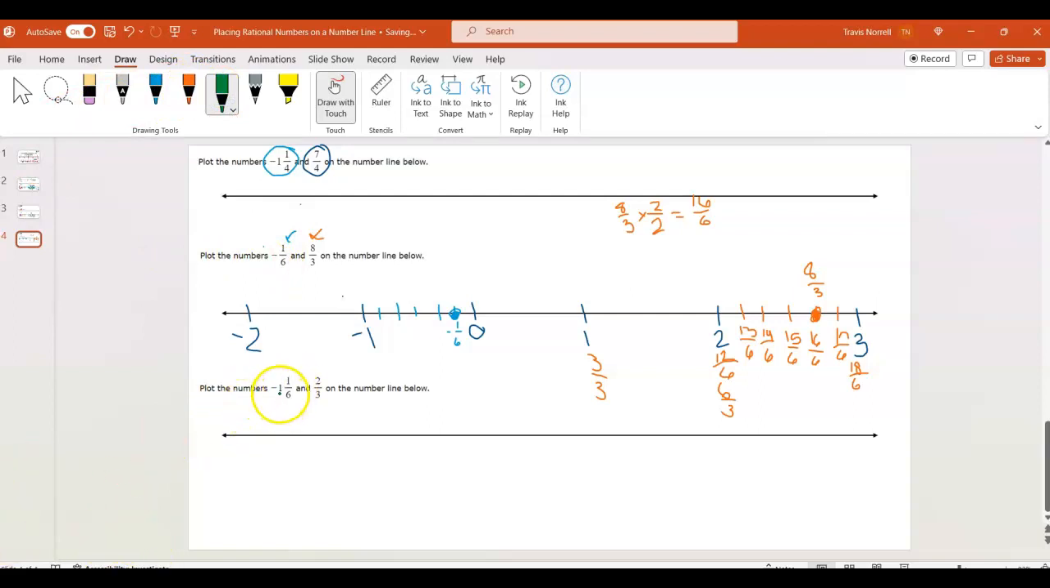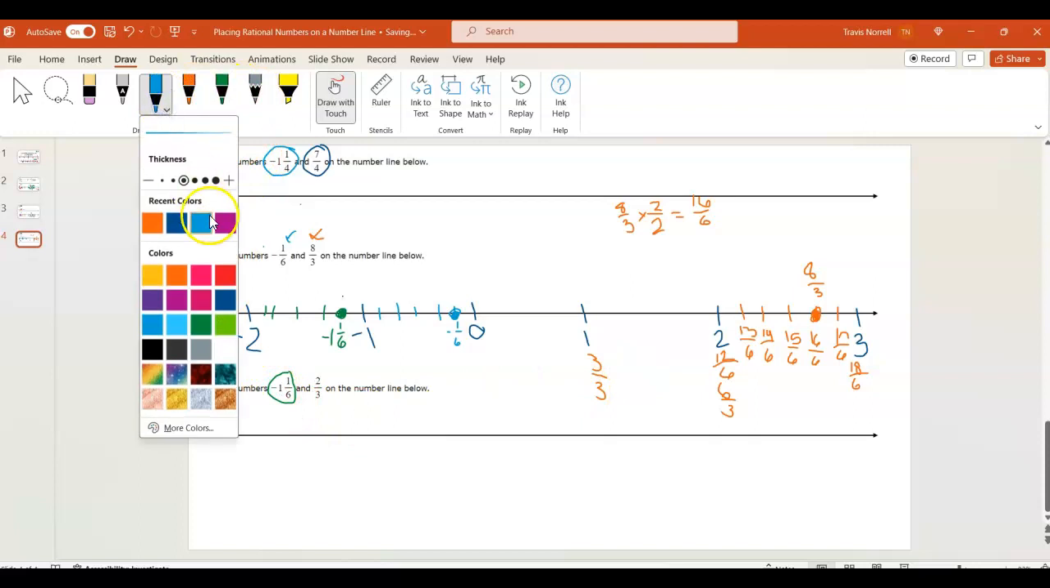All right, let's try this next one. -1 and 1/6. Well, -1/6 was just to the left of 0. So I bet -1 and 1/6 is just going to be to the left of -1. 1, 2, 3, 4, 5, 6. This would be -1 and 1/6.